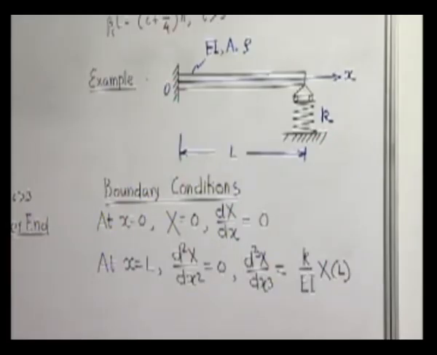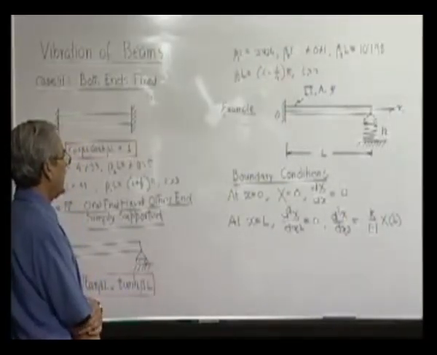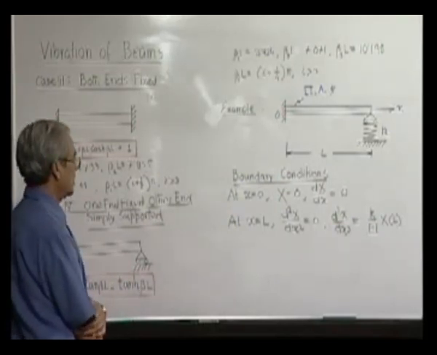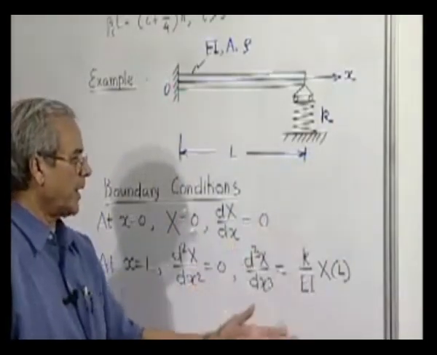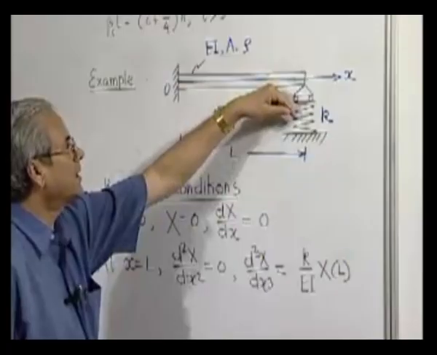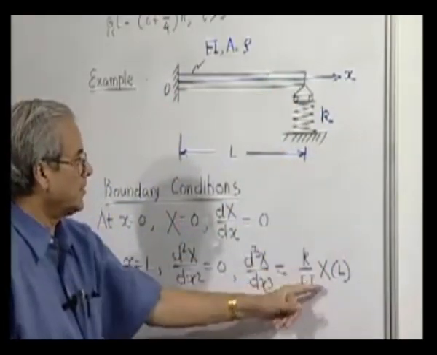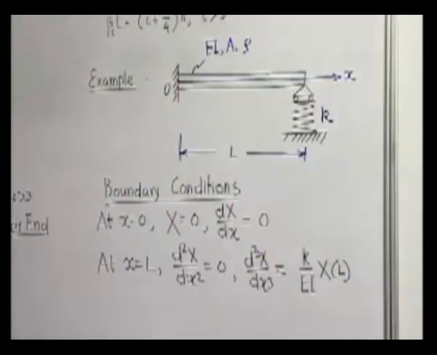Our equation for shear force was EI into d cube x by dx cube, that was the shear force. Therefore, d cube x by dx cube will be shear force by EI. Now the shear force, or the force here, will be the stiffness into that deflection, and that divided by EI will be the third derivative. So these are the boundary conditions.